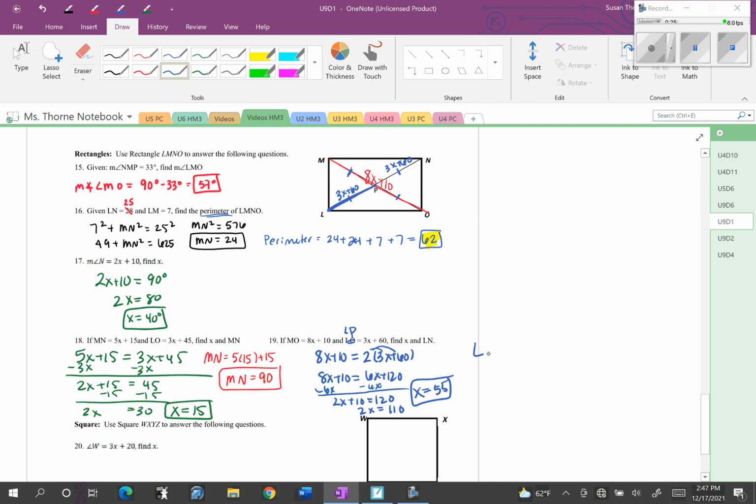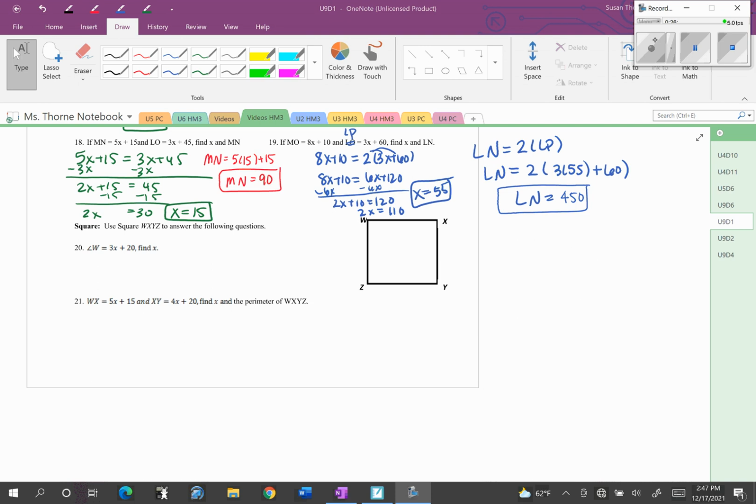And LN equals 2 times LP. So LN equals 2 times 3 times 55, because that's x, and then plus 60. So that gives us LN, because we want that whole distance, not just the 1. That's why we multiplied it by the 2, is equal to 450.